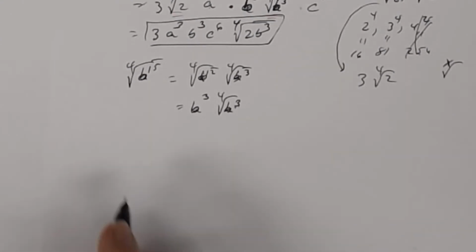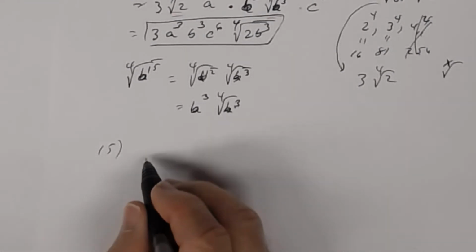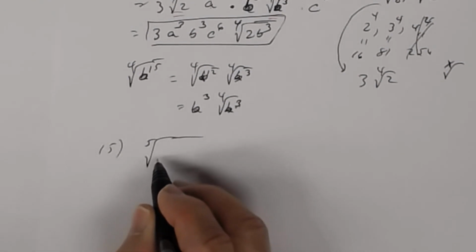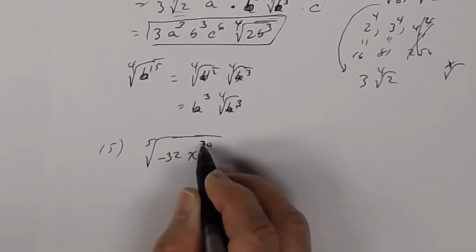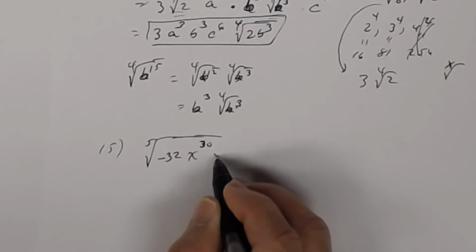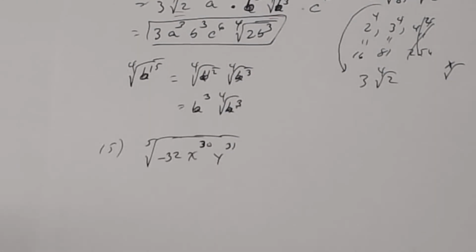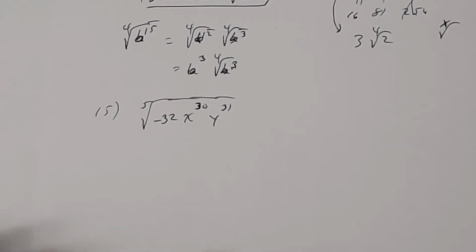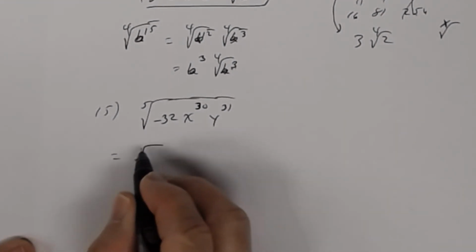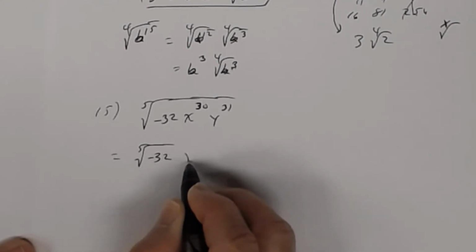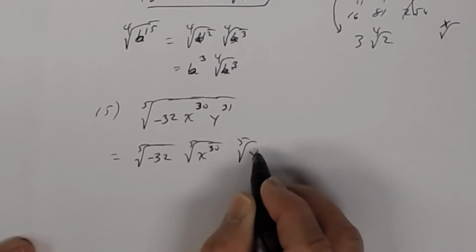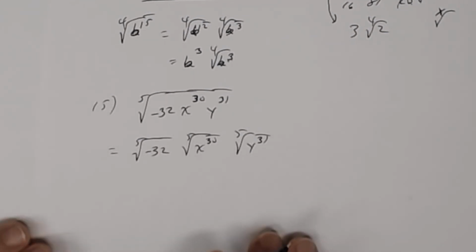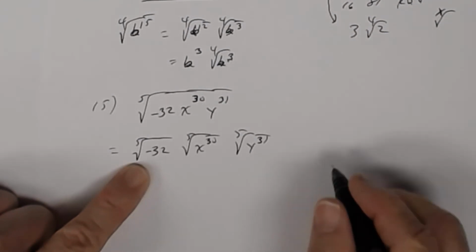All right, one more. Let's do the fifth root. The fifth root of negative 32, x to the 30th, y to the 31st. Okay? All right. Now, using the product property for radicals, I know I can rewrite this as the fifth root of negative 32 times the fifth root of x to the 30th times the fifth root of y to the 31st.